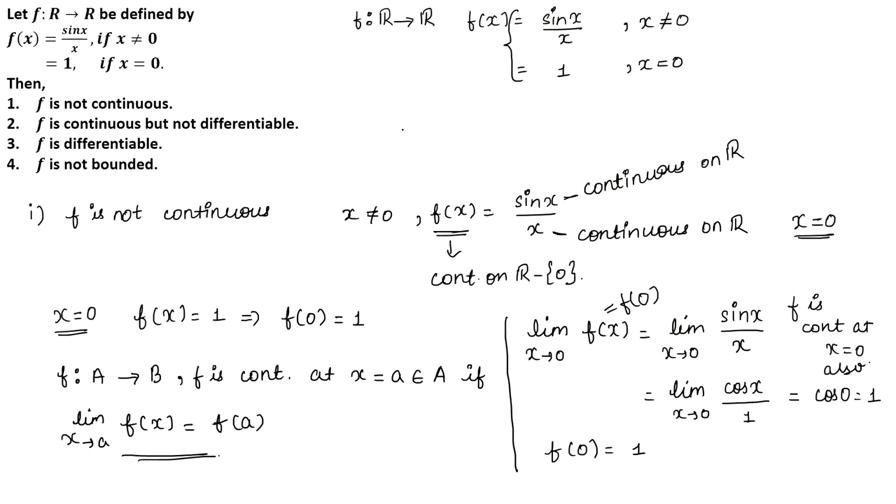So f is continuous at 0 as well as on R minus {0}. So it is continuous on the whole real line, and therefore option 1 is not possible. Option 2 is f is continuous but not differentiable. So option 2 is f is continuous but not differentiable.